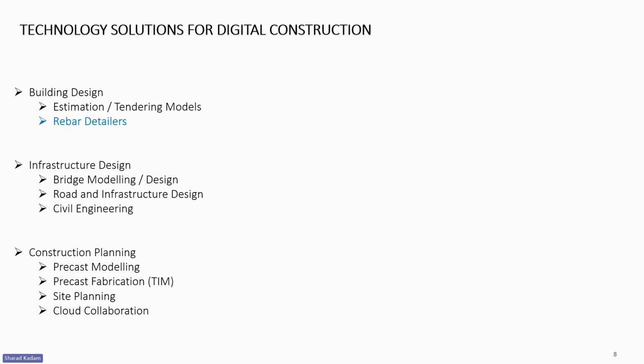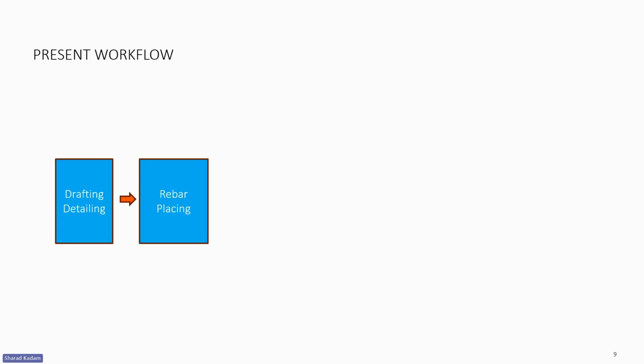Today we will be concentrating on the rebar detailing portion. In the present workflow, if I'm talking about the 2D part, then the person has to do the drafting or detailing portion. Or if you're talking about 3D, the person has to add the concrete geometry, whether the person is working on a wall panel or a normal wall, slab, or footings. It has to be modeled or drawn. Once this modeling is done, the next step is the rebar placing.